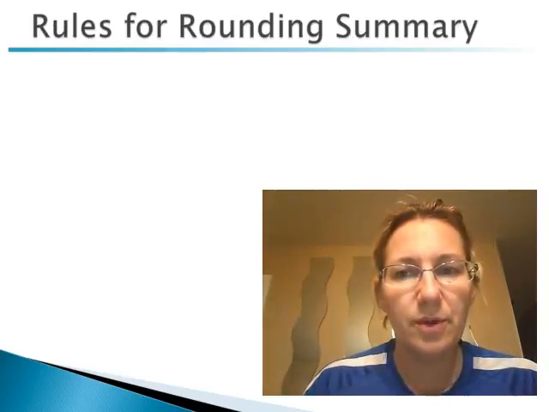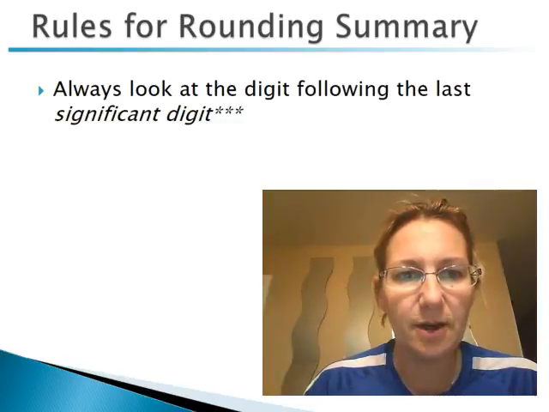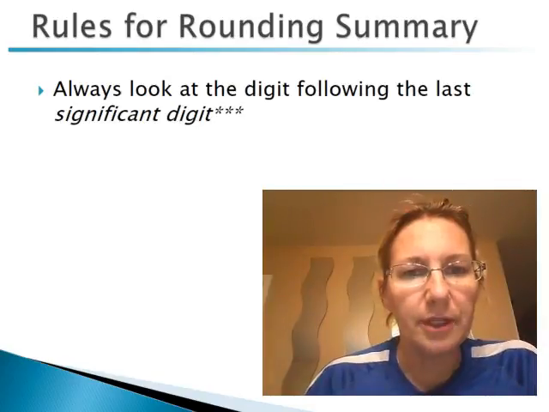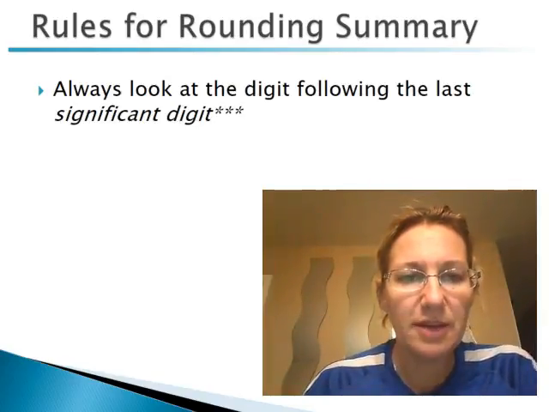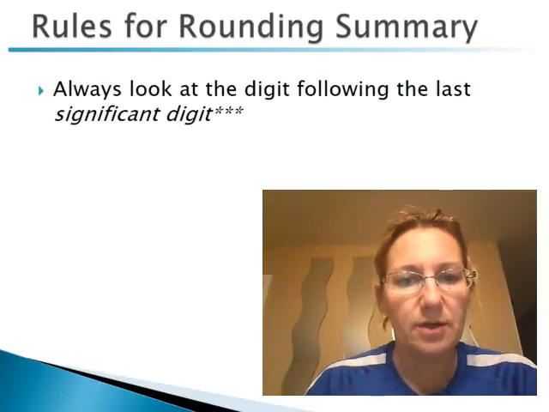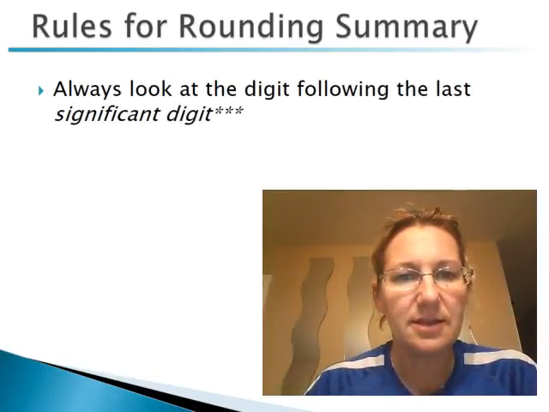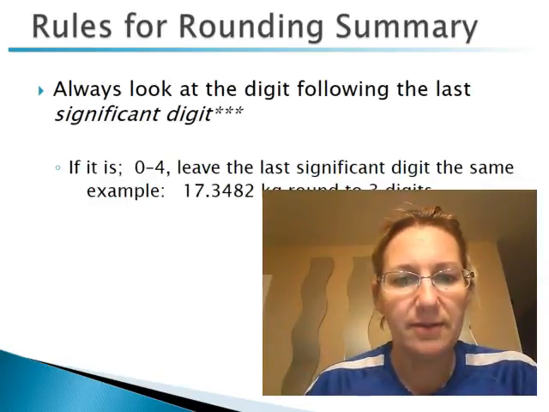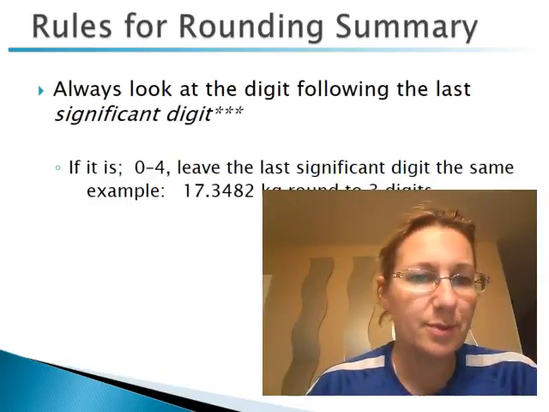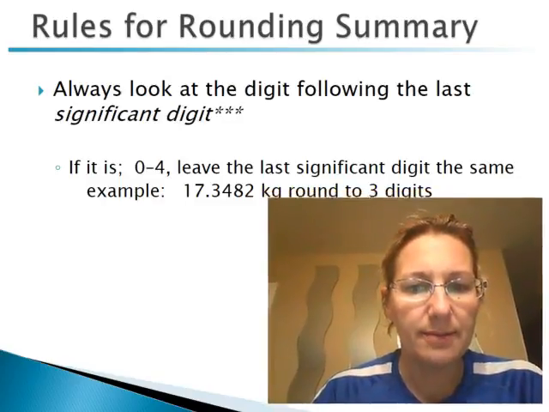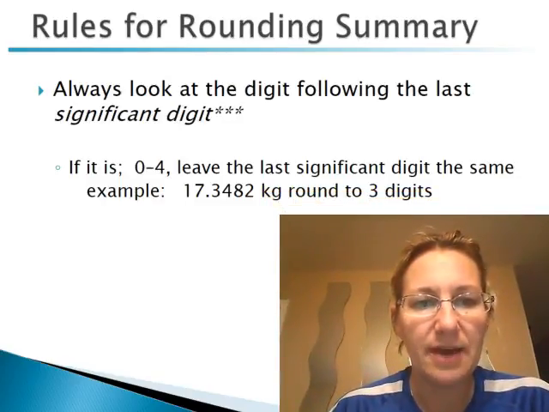Okay, so we've done our math question, and let's say it was a multiplication question. So we're looking to round to that last significant digit. We always look past the significant digit, so the next following number. And if the next following number is between 0 and 4, basically we are going to leave that number the same.